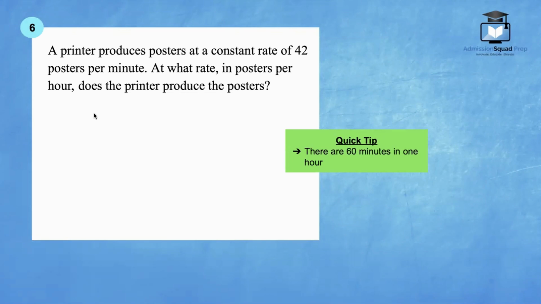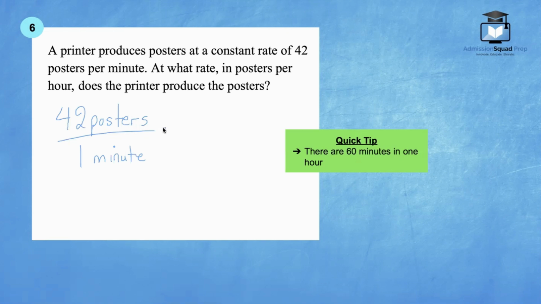A printer produces posters at a constant rate of 42 posters per minute. At what rate in posters per hour does the printer produce the posters? So right now we have 42 posters happening in 1 minute. But we want to identify the number of posters in 1 hour. Remember, there are 60 minutes in 1 hour.